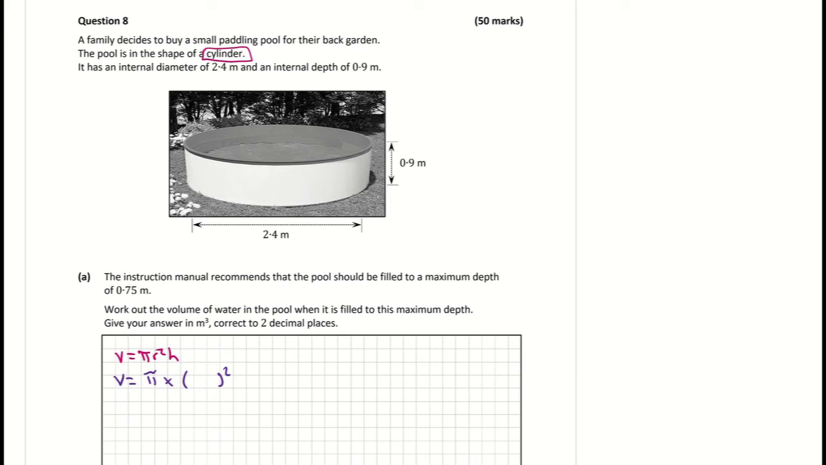To get the volume, I use the pi button on my calculator and multiply it by my radius squared. They tell us here in the question that the diameter is 2.4 meters, so if I divide that by 2, I get my radius of 1.2 meters. Filling that into my formula now, I'm timesing that by the height, the maximum depth of water in the pool, which is given as 0.75 meters. When I work that out on my calculator, I get a volume of 3.39 meters cubed.